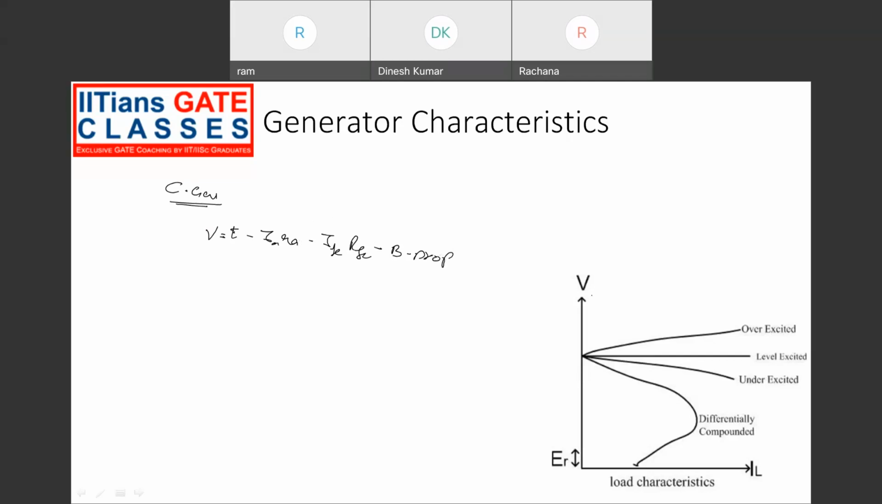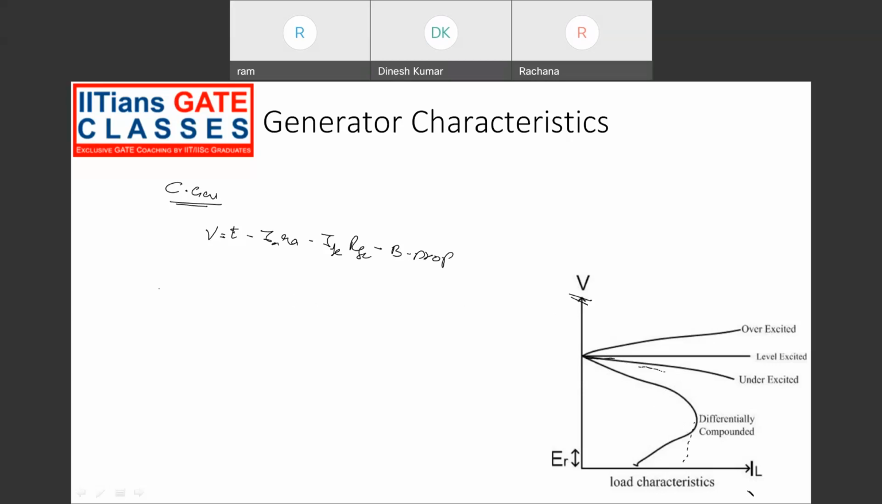So if you see here the plot, it's drawn between V and the load current. The level excited means the voltage drop is almost zero. Even though you increase the load current, the voltage remains almost constant. Over excited is one where the voltage keeps on increasing if the load current increases. Under excited is where voltage decreases if the load current is increasing. In case of a differential compound, beyond some point, even though you increase the load current, the voltage keeps on decreasing.